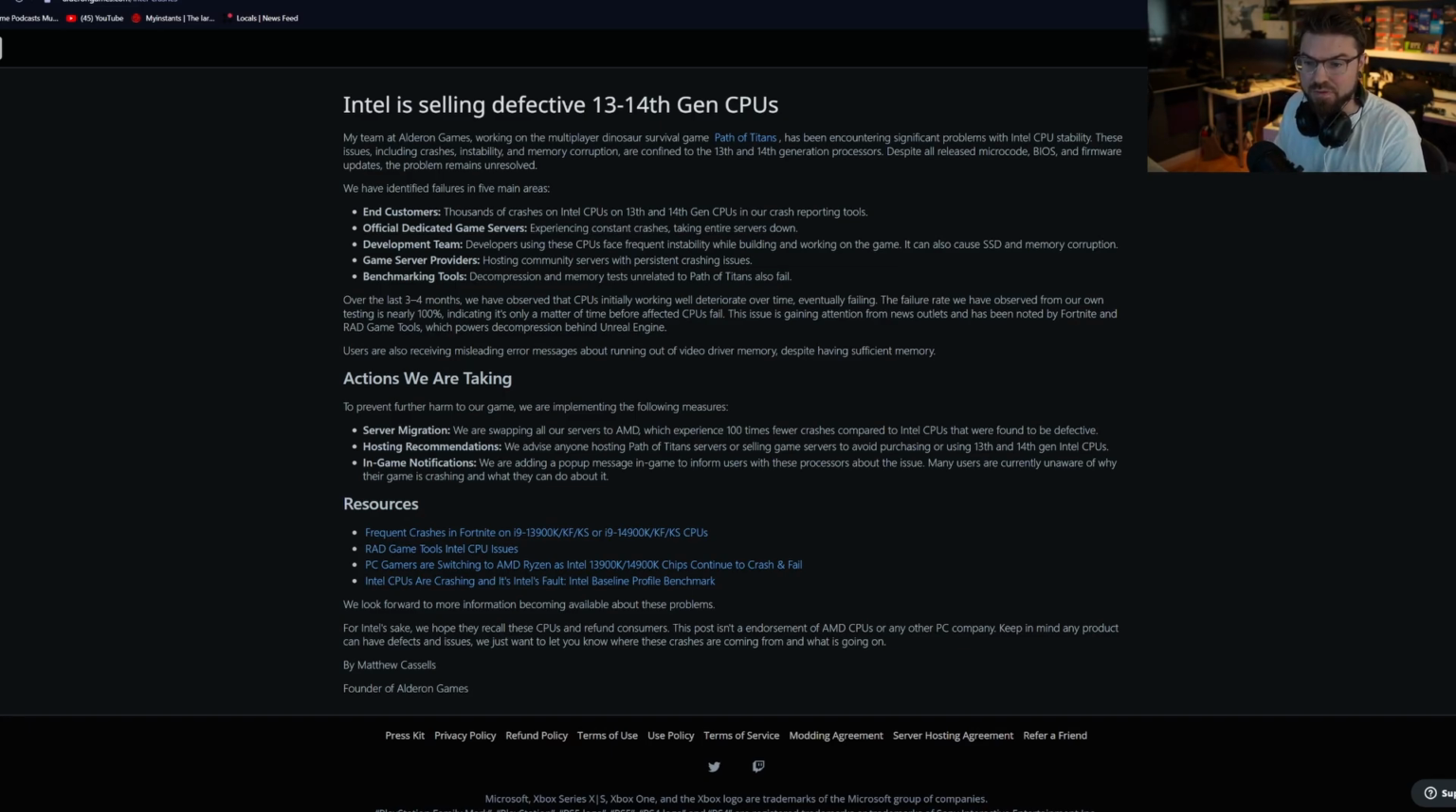In-game notifications. We are adding a pop-up message in-game to inform users with these processors about the issue. Wow, that's pretty bold. Many users are currently unaware of why their game is crashing and what they can do about it. So, you know, short little piece here.